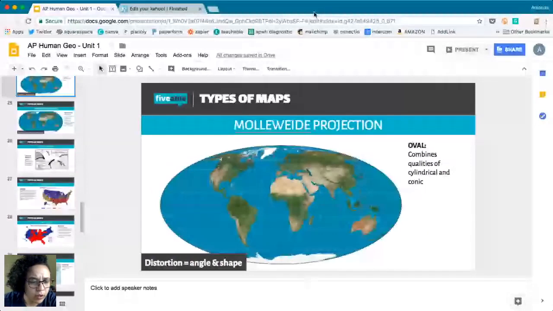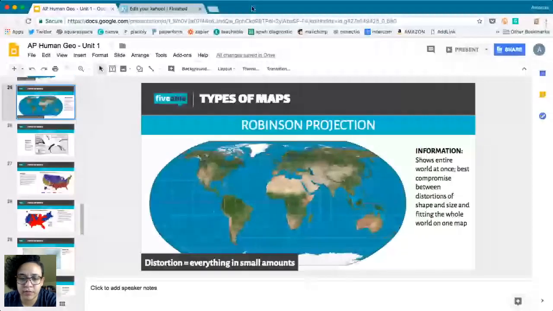So the last one is this Robinson projection. This one probably has the least amount of dramatic distortions, right? Look at the size difference. Remember the last one we saw? You've got Greenland up here that looks like the size of Greenland, and then you've got Africa that looks like the size of Africa. There are distortions in everything. It's distorted in size and shape and distance, but it's better than the other ones. So this is your Robinson projection.